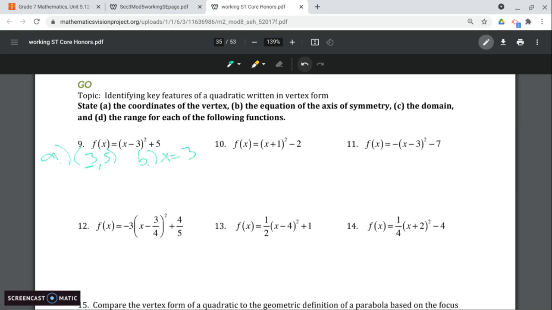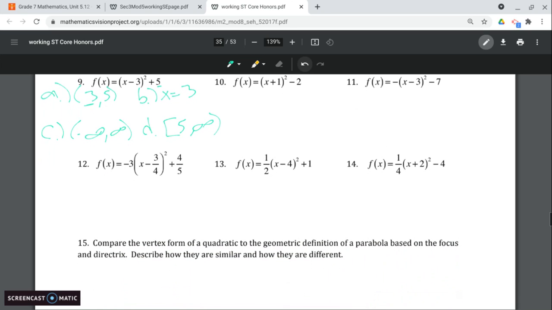Remember, that's always whatever the x value of your vertex is. For C, it's going to be negative infinity to infinity. And for D, it's going to be 5 to infinity, because 5 is the vertex, the lowest point it will ever be. So same idea for the rest of these. Be careful about which direction the equation is going. If it's negative, that'll affect things a little bit.